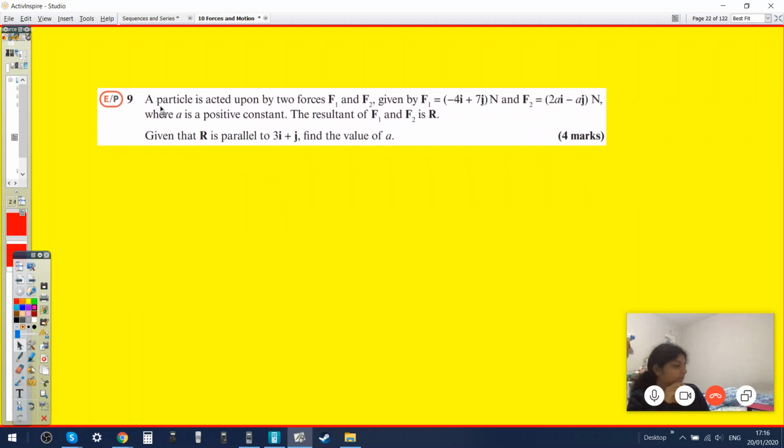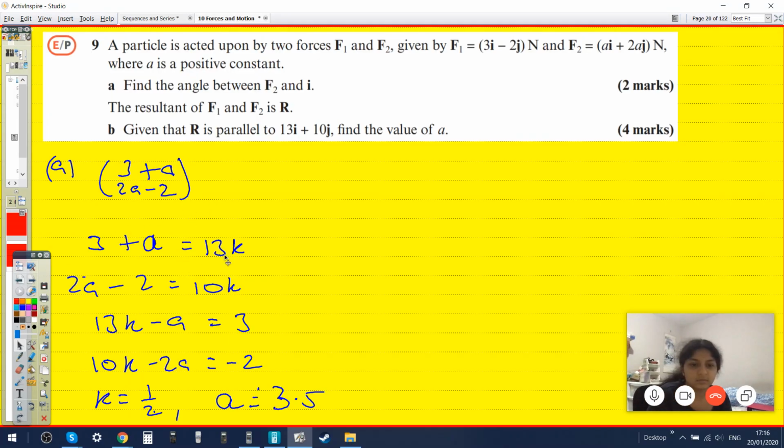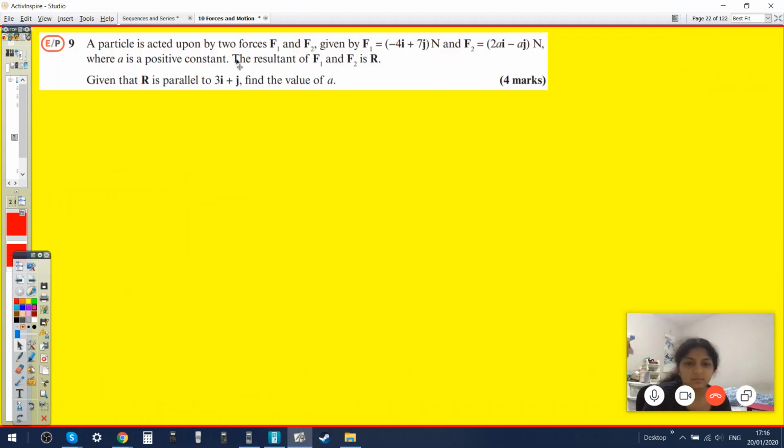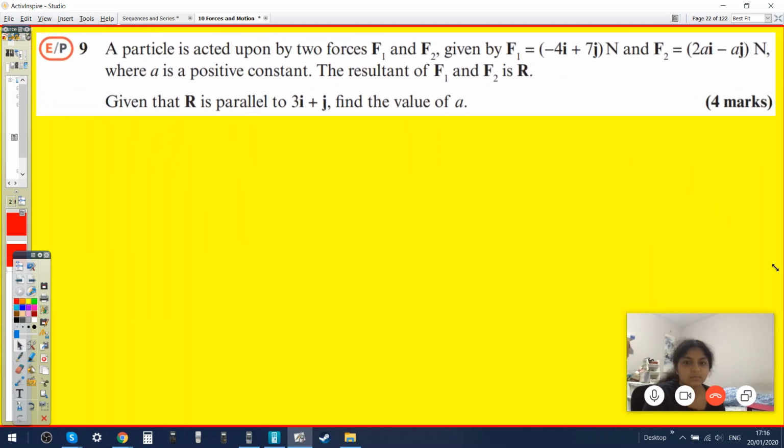So just watch out for that K part. If they're parallel, it'll be that times something. The resultant is R. Okay, try this one.